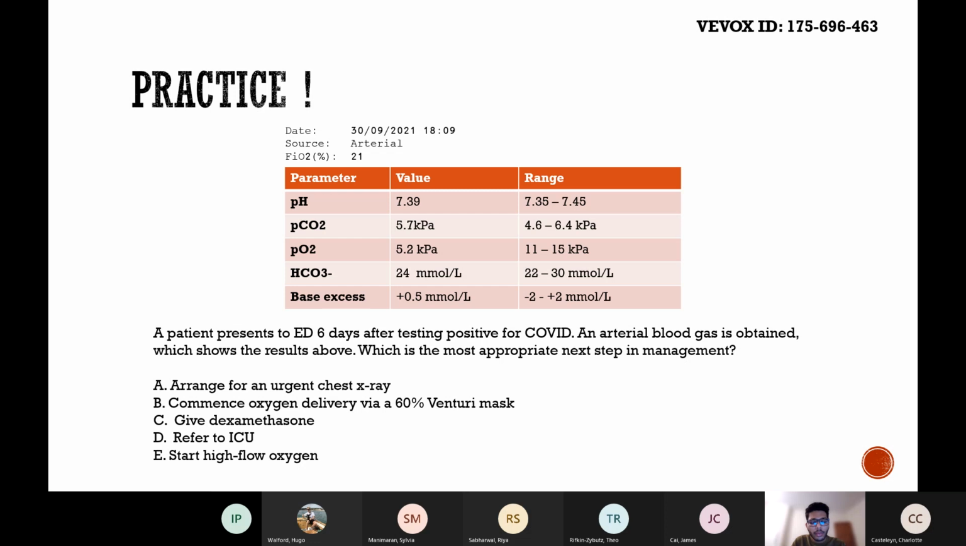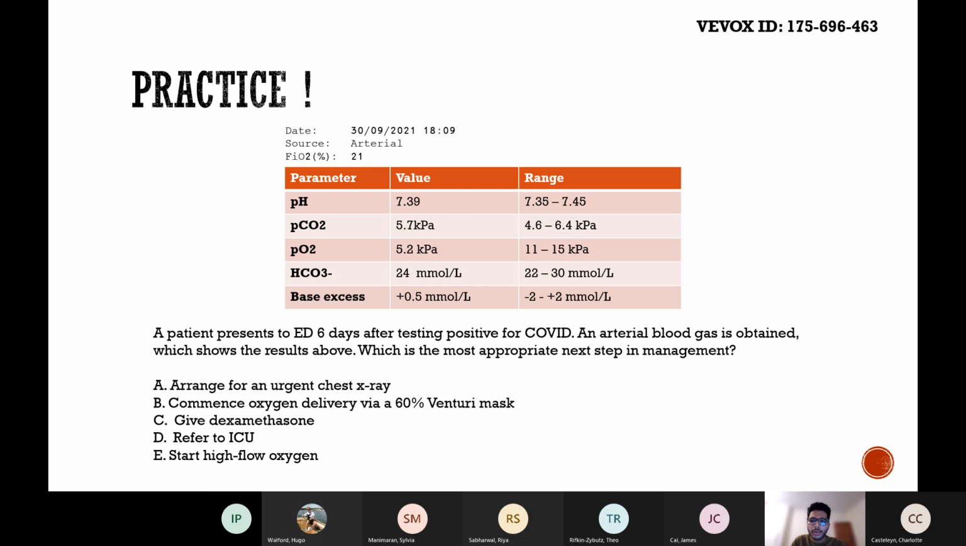So I want you guys to have a look at this ABG. We're not using Vevox. I know that someone's just joined us. We're not using Vevox, we're just using the chat. So why don't you take a couple of seconds to have a look at this ABG and decide what your next step in management should be.